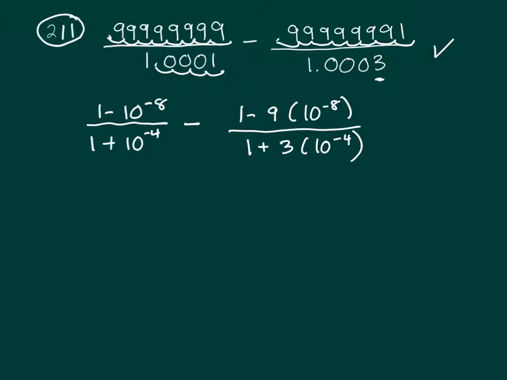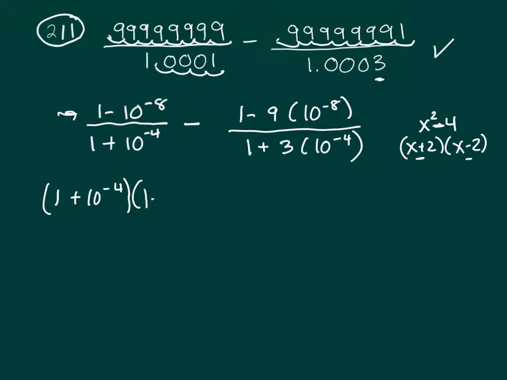And now let's do algebra on this. Let me go on the side of my paper. Do you know how to factor x squared minus 4? Isn't it x plus 2 and an x minus 2? Whenever you have the difference of 2 squares, it factors into a plus and a minus. Well, that's what we have in this first numerator. This is 1 plus 10 to the negative 4 times 1 minus 10 to the negative 4, all over 1 plus 10 to the negative 4. The same thing over here.